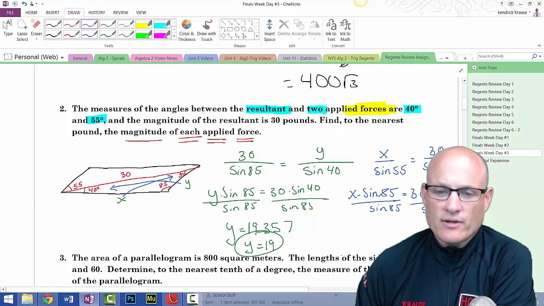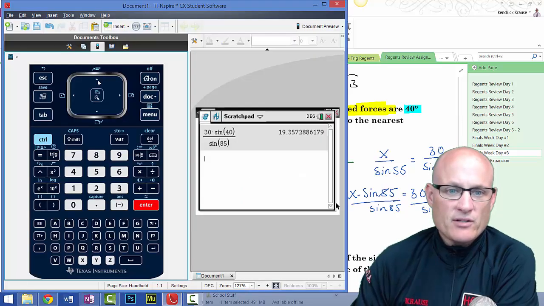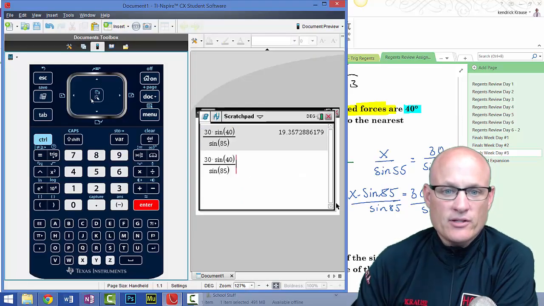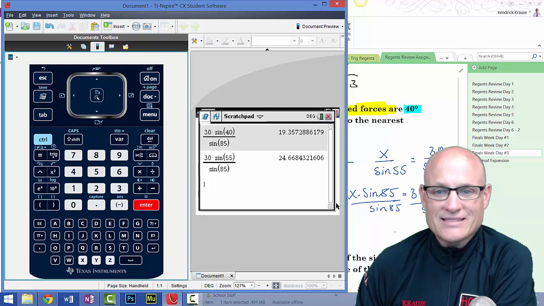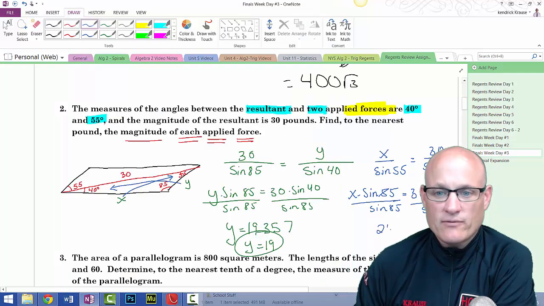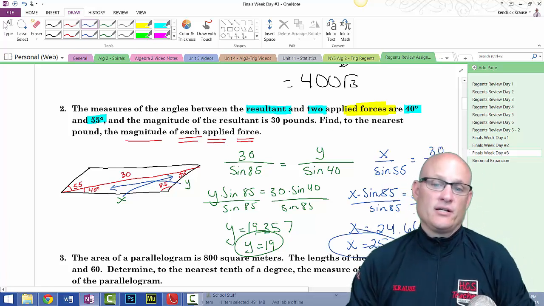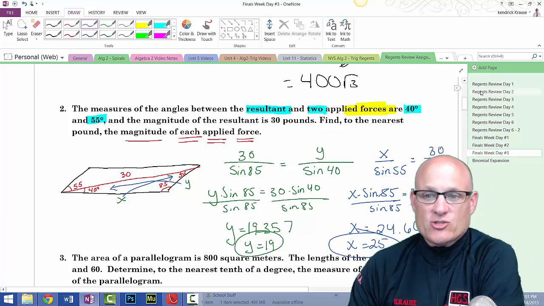30 times sine of 55. Right, so it's basically this exact same thing. 30 times the sine of 55, and I get 24.668. That's what x equals. So x is equal to 25. So those are my 2 forces, 19 and 25.